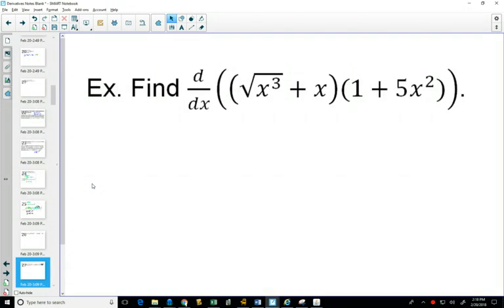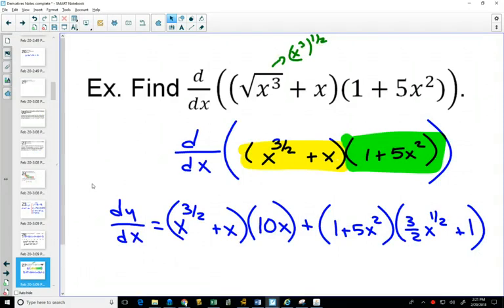You want to go back? So unsimplified, this is what it would look like.